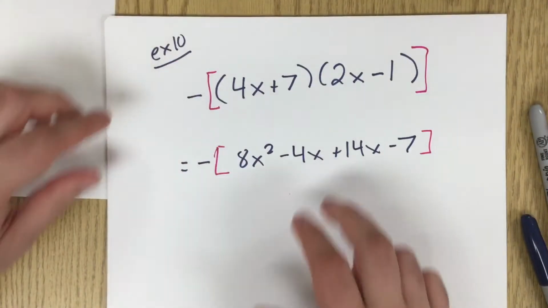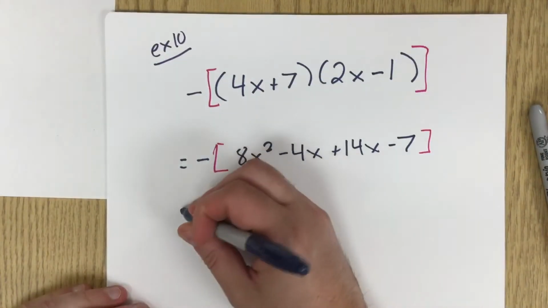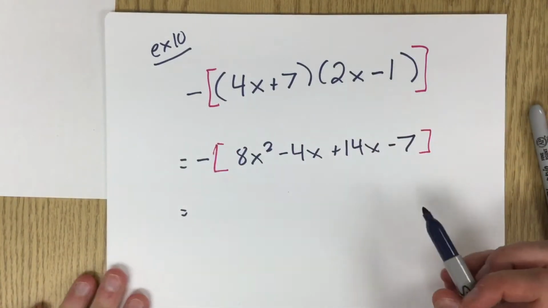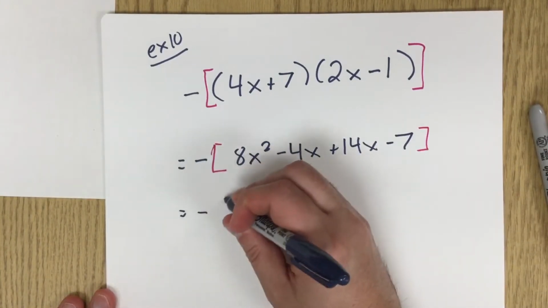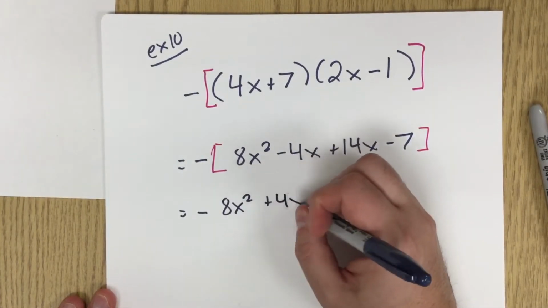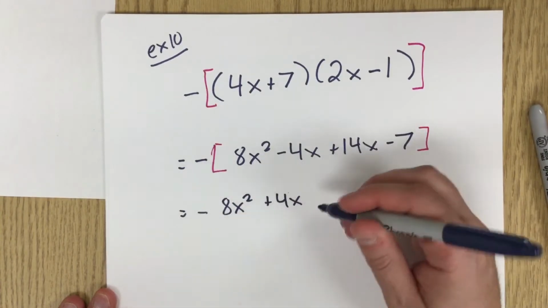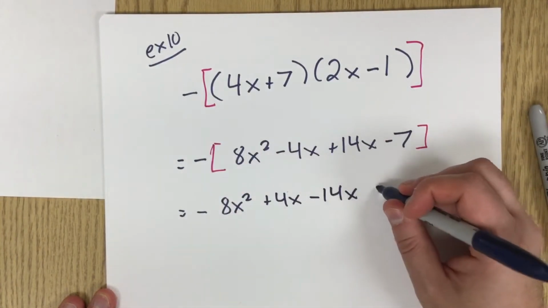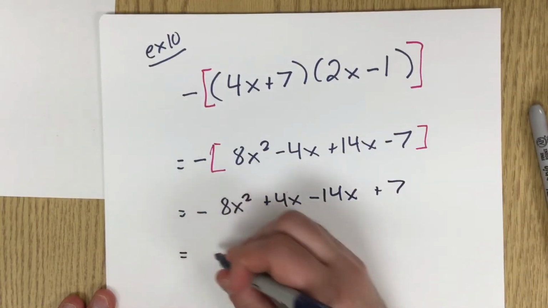Last time I collected this stuff in the brackets. I'm not going to do it this time. I'm going to show you how you don't have to do it. We have the minus. I'm going to bring the minus into the bracket. Minus times the 8 is minus 8x squared. Minus times the minus is plus 4x. Minus times the plus 14 is minus 14. The minus times the minus 7 is plus 7.